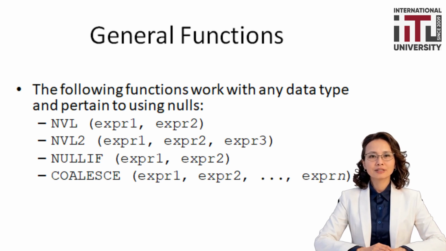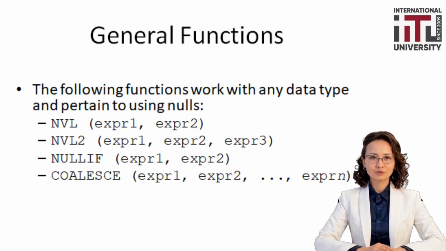The NVL2(expr1, expr2, expr3) function checks whether expr1 is null. If it is not null, it returns expr2. Otherwise, it returns expr3. This allows conditional logic based on the presence of data. The NULLIF(expr1, expr2) function compares two expressions.